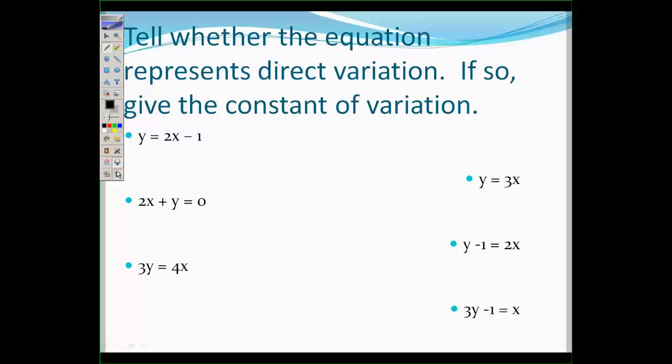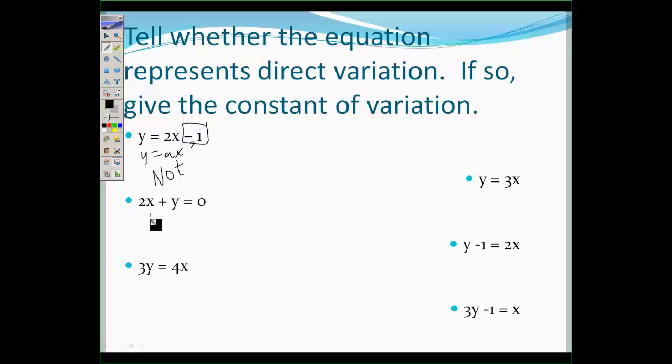Once again, you have to go through the point 0, 0, and it has to be in the form of y equals ax, has to be linear. Is this in the form of y equals ax? No, we know this is a line and the intercept will be at negative 1, therefore it will not go through 0, 0. This is not a direct variation equation.